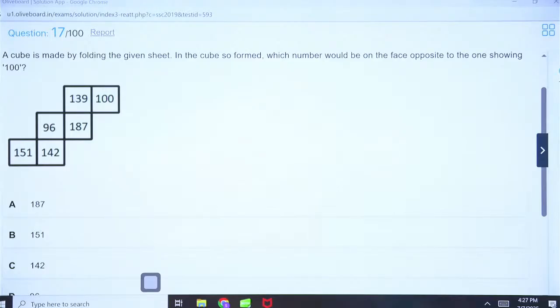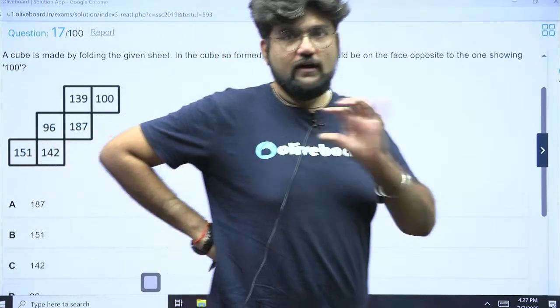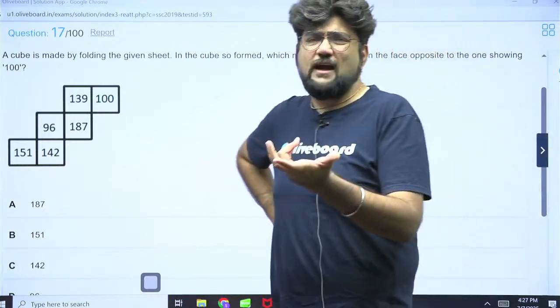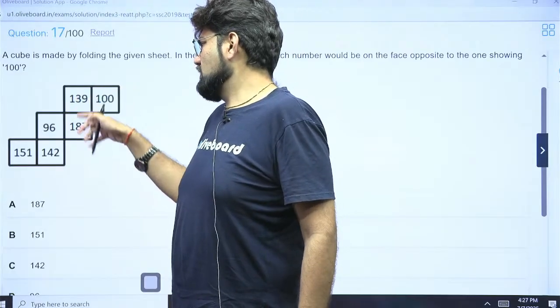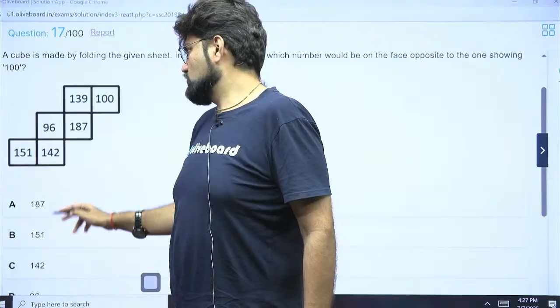Now, you can name a technique here, but there is no technique in this kind of a figure. You always have techniques where there is a longest line, a horizontal or a vertical line. In this case, you can check it just manually. It's not going to be very difficult. Keeping 139 at the top, this 100 will fold here, 187 will fold at the side, and 96 will fold here, just in front of 100. So what will be opposite to 100?